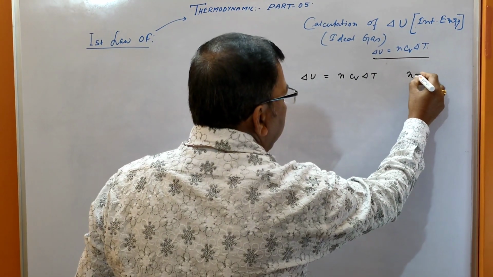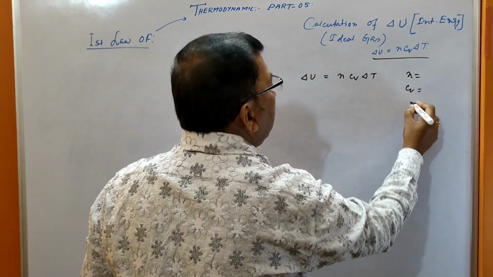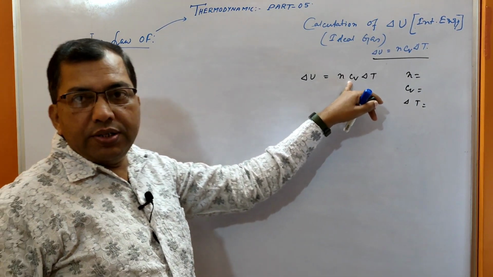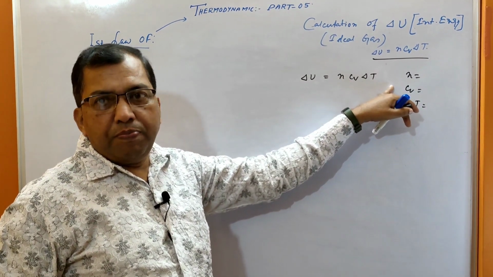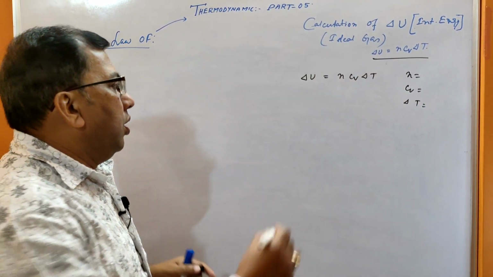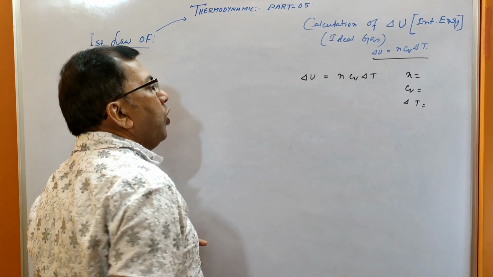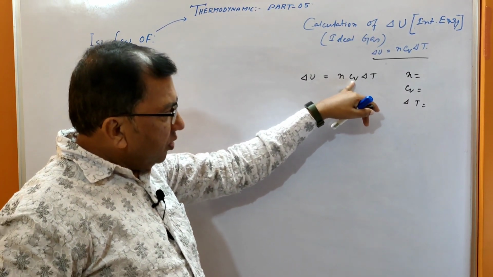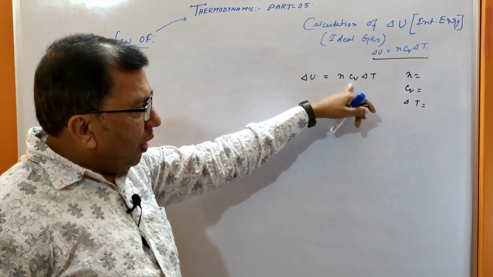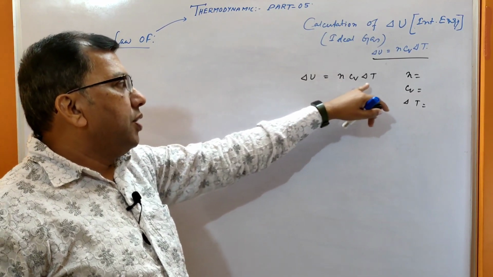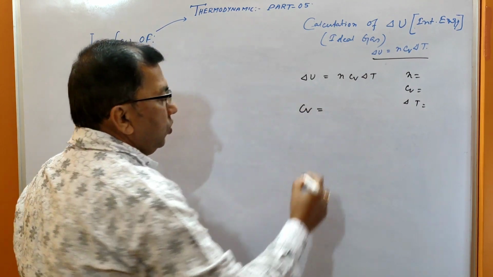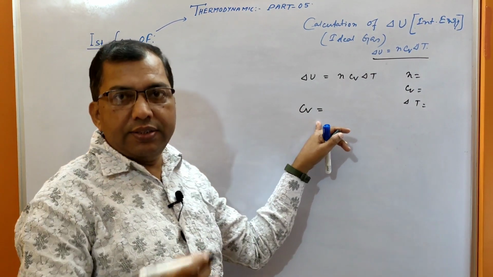So write here: n equals number of moles, Cv equals molar specific heat capacity at constant volume, and delta T equals change in temperature. To find delta U, the number of moles and delta T will be given. But how do we find the value of Cv? It is very important. There is a formula to find Cv, which I will also discuss in later sections.